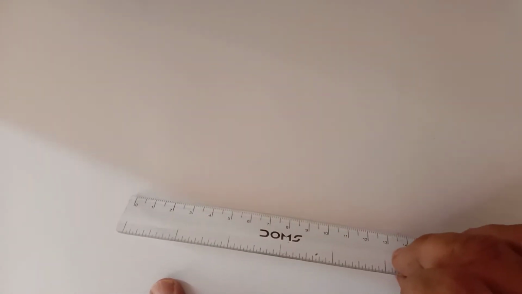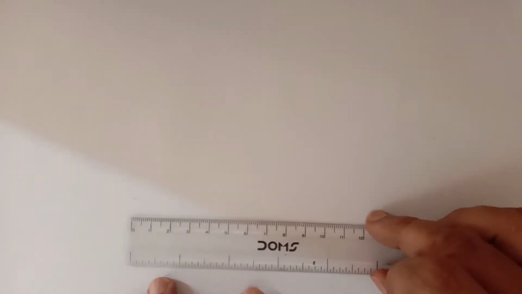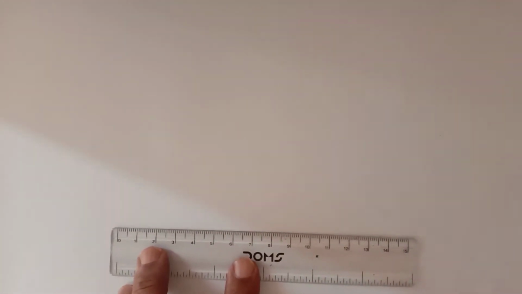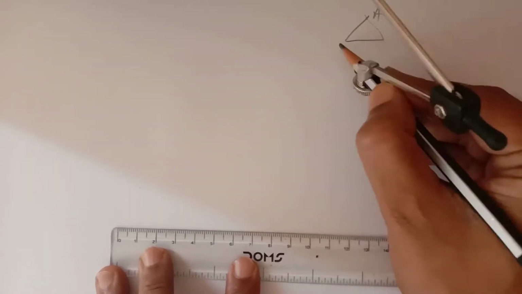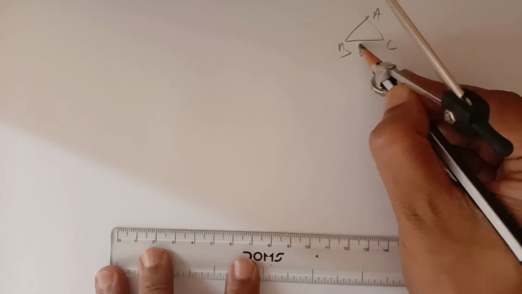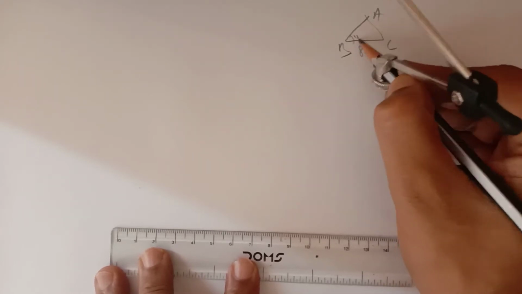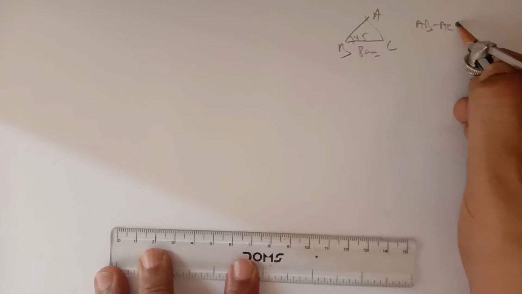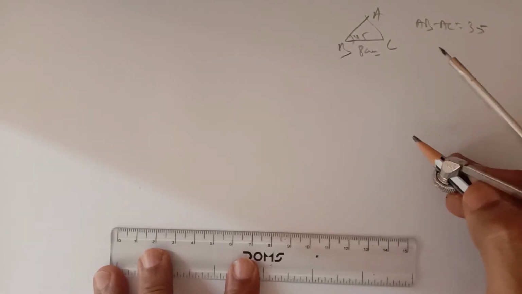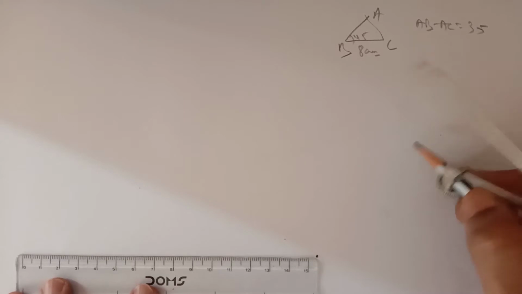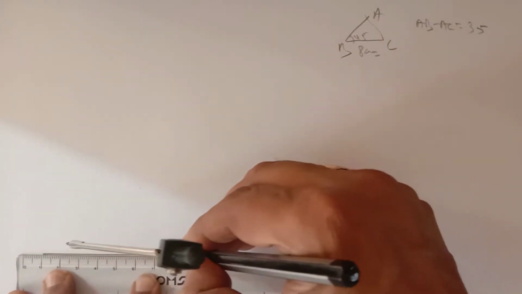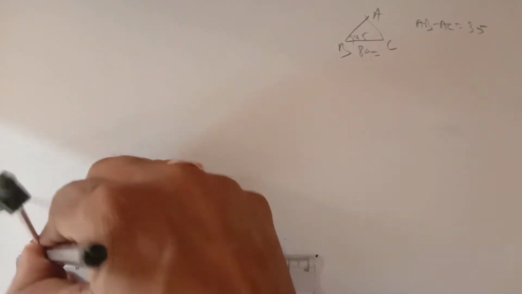First of all, you have to draw the side BC, which is equal to how much? BC is given as 8 centimeter. You can draw the rough figure in which BC is equal to 8 centimeter, this angle, and the difference between AB and AC is equal to 3.5, like this. So you draw BC, this is 8 centimeter.